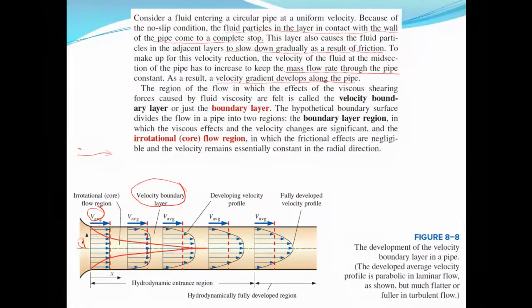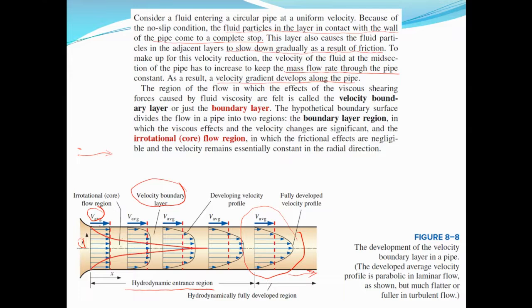And then the velocity profile keeps on changing, elongating, becoming parabolic. This is the average velocity, and this is the actual velocity distribution. This continues until it becomes fully developed. What we call the hydrodynamic entrance region, or simply the entrance length, and here it is a fully developed velocity profile. Thereafter, it maintains the same velocity profile in the s direction, or the streamwise direction. The velocity profile does not change anymore.